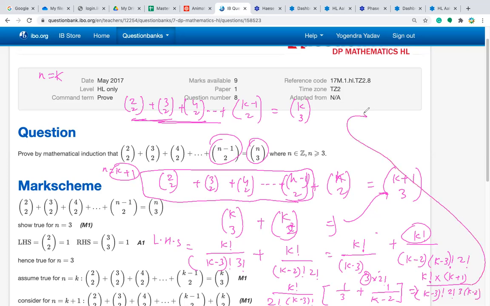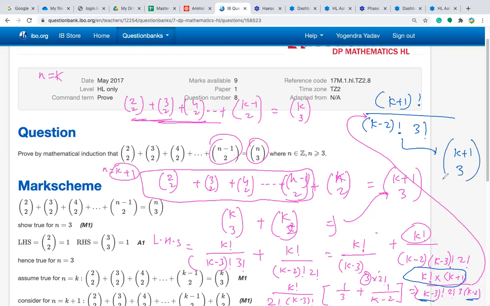And if I simplify this here, it is k factorial times k plus 1, which is nothing but k plus 1 factorial, over k minus 3 factorial times k minus 2, which is actually k minus 2 factorial. And 3 times 2 factorial is 3 factorial. And if you look at this, it is nothing but k plus 1 c3. And that's what I wanted to prove.